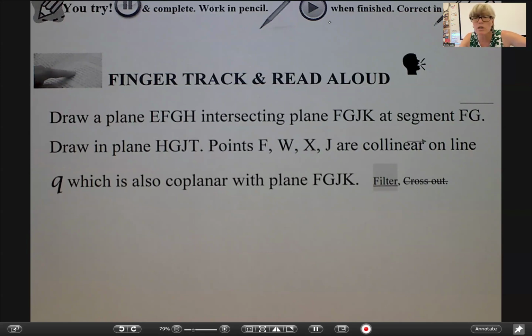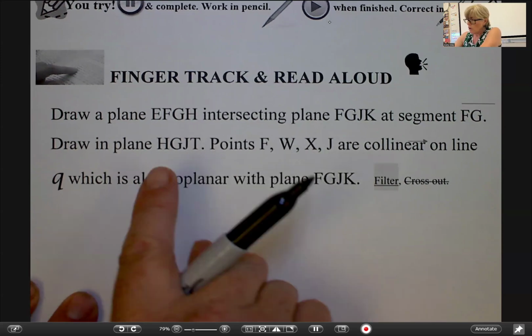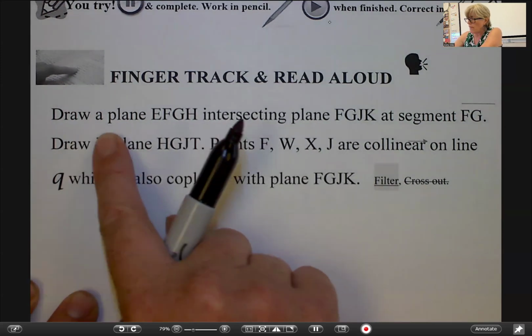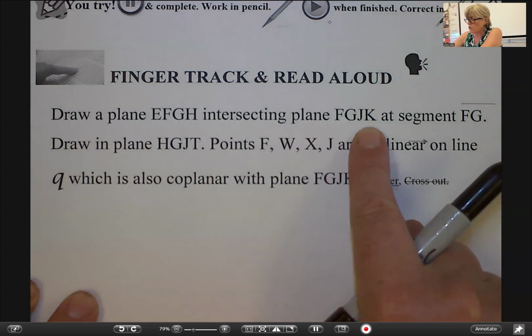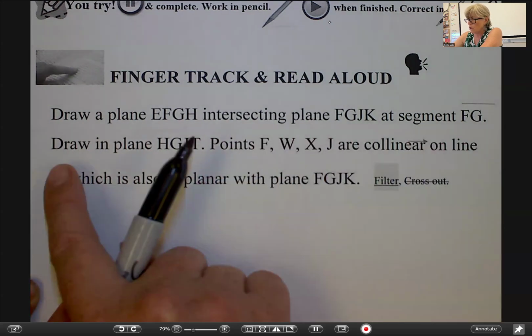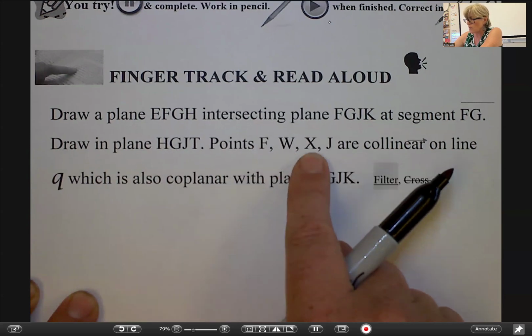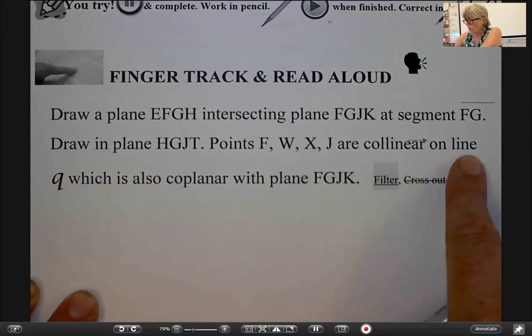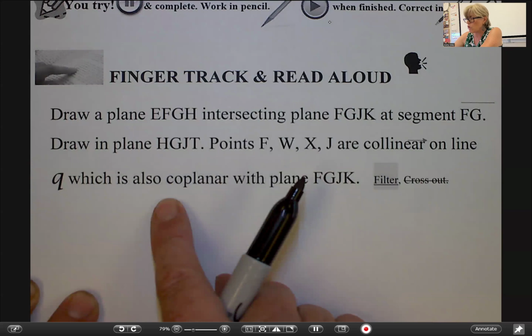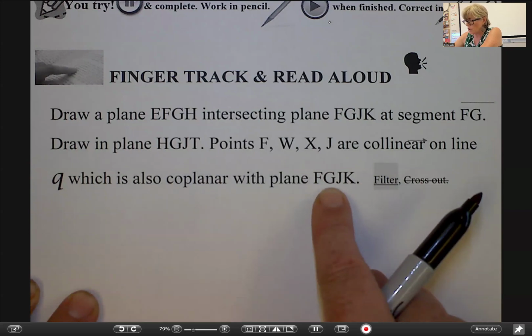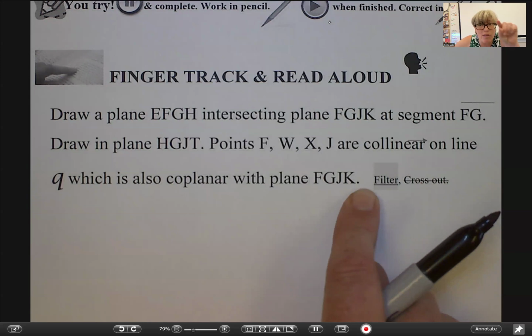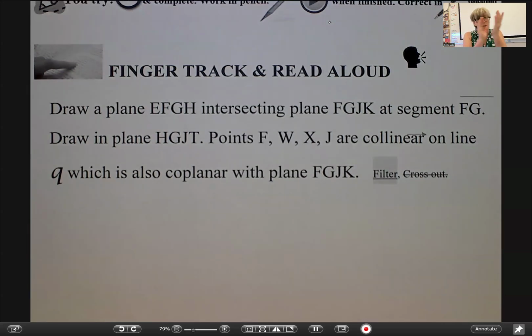Welcome back. You're welcome to put this on double time if you want, because we're correcting. Get out your red pen. Get ready to make note what you did right. I'm gonna model 3 body parts. Draw a plane EFGH intersecting FGJK at FG. Draw in plane HGJT. Points F, W, X, and J are collinear on a line Q, which is also coplanar with FGJK. If you get this right, you got serious props, because this was very challenging.